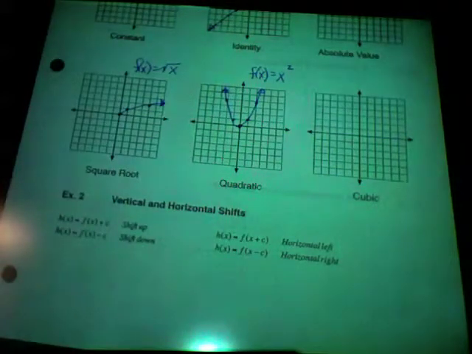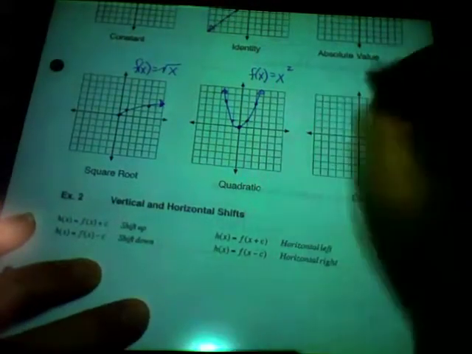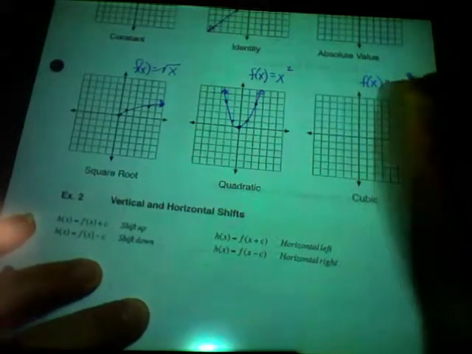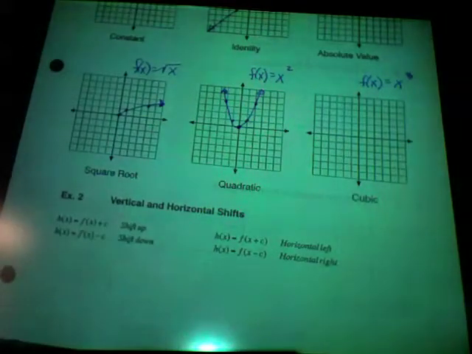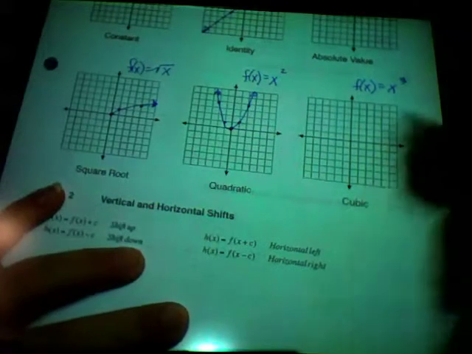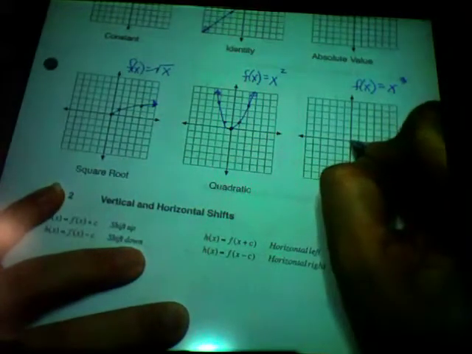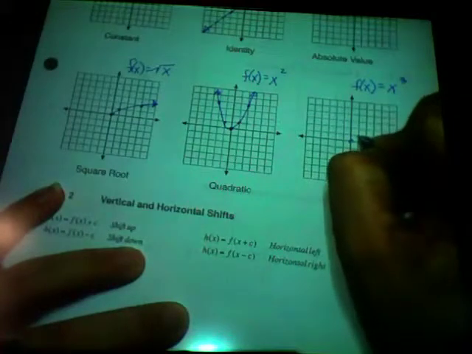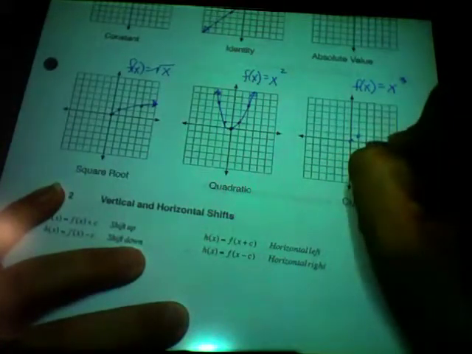Now this is one that you're not quite so familiar with, and this is your cubic, which means that f of x equals, what do you think, x to the 3, okay? So let's just put some number values in there. If x is 0, what's y? 0. If x is 1, what's 1 cubed? 1. If x is 2, what's 2 cubed?